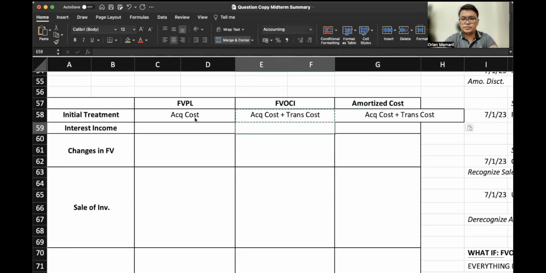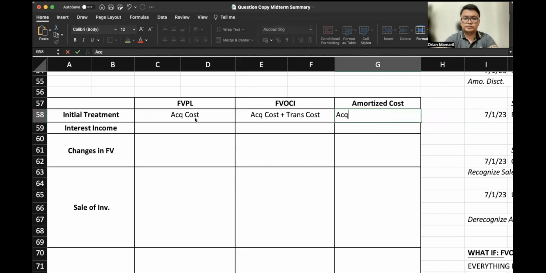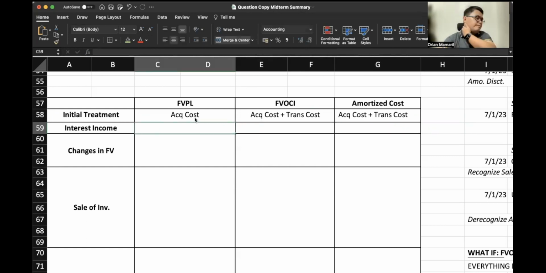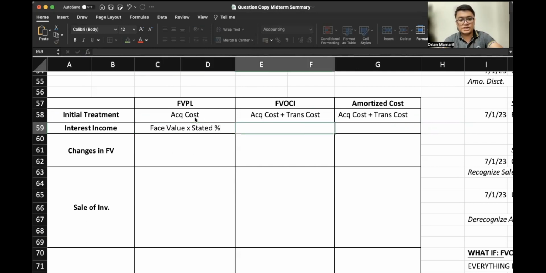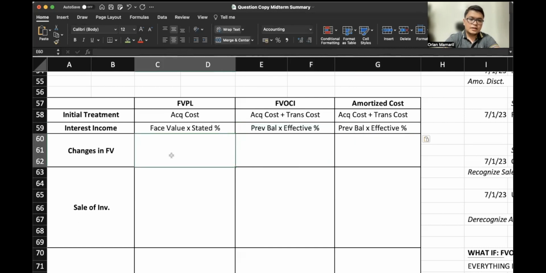For interest income, oops. What we did in FVPL is we had the face value multiplied by the stated rate. Of course, times 6 out of 12 because this is interest semi-annually. But for FVOCI, that is our previous balance multiplied by the effective rate. For short, we are using the effective interest rate method, which is the same here in amortized cost. The changes in fair value is classified in unrealized gain, profit, or loss.